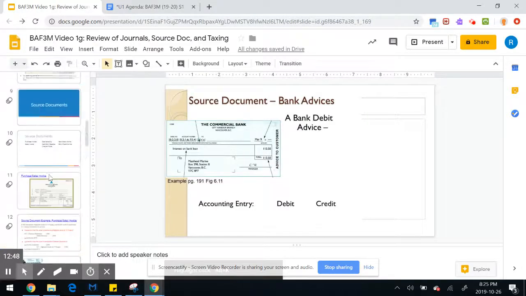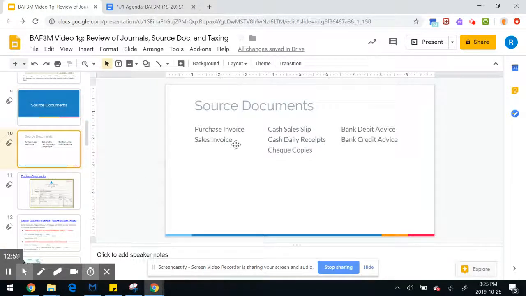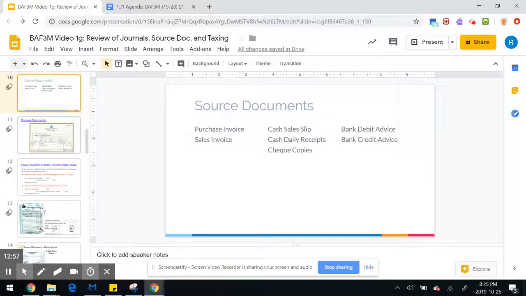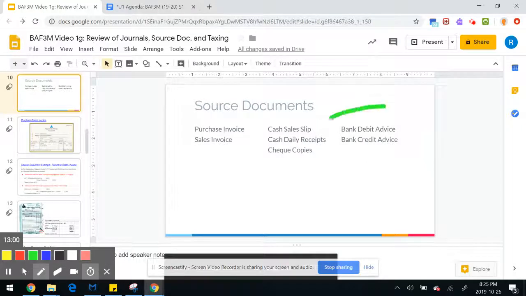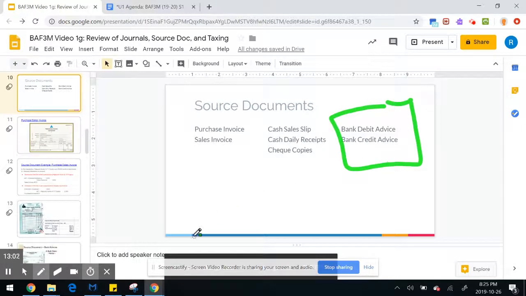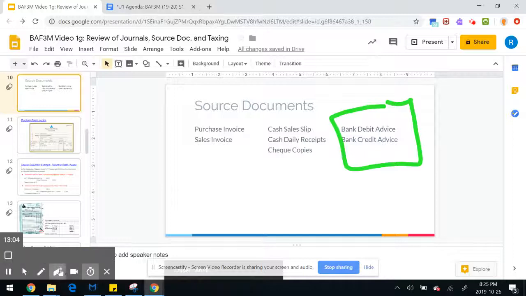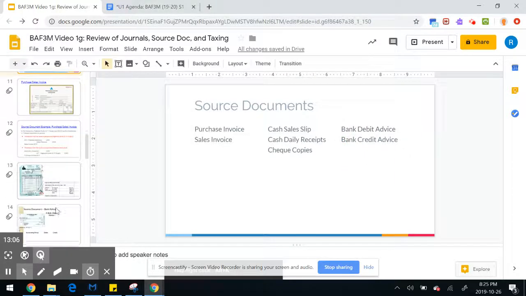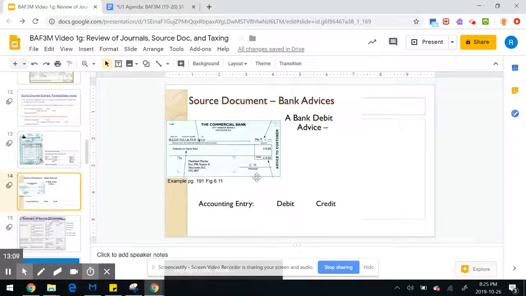And the last little category here of source documents, again, I'm just going through them slowly because this is an optional video. It's only for people who want to see them. So hopefully the pace isn't too slow. The third category of source documents is bank debit advice and bank credit advice. When businesses have bank accounts, they will sometimes get source documents from the bank. It's basically a notice that the value of our bank account with, let's say, TD Canada Trust has increased or decreased due to interest.